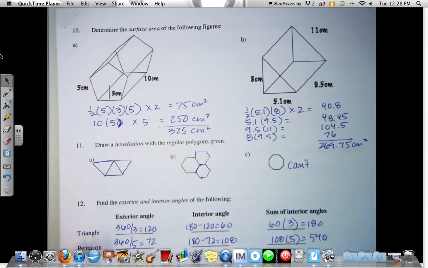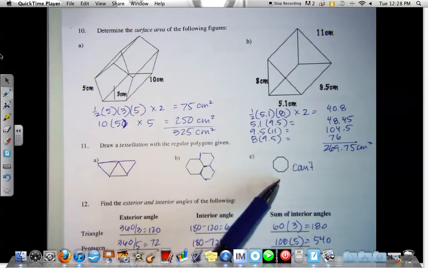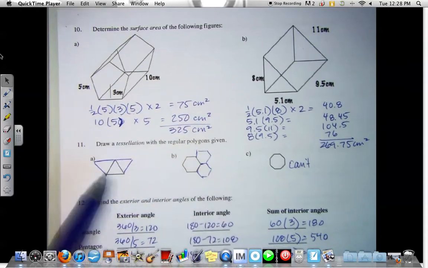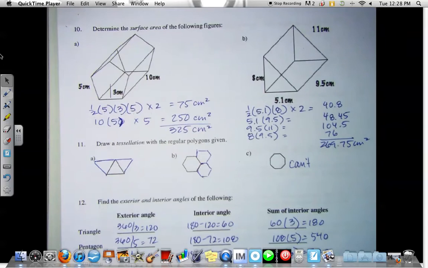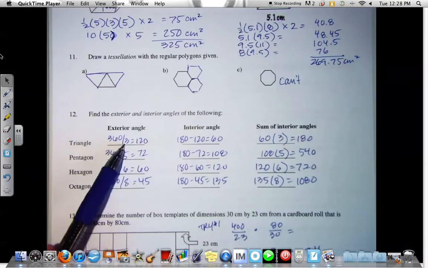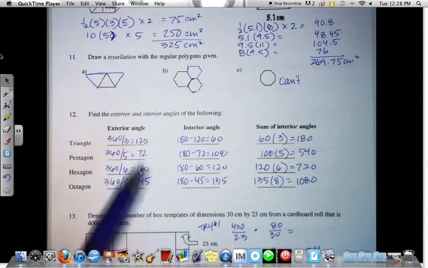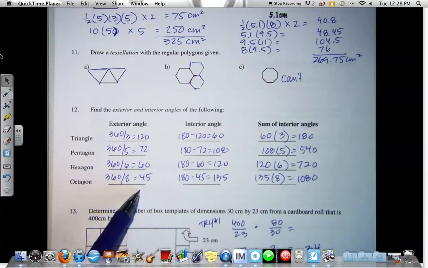All right, 11A, tessellating the triangle, the hexagon. Octagon does not tessellate. Remember, it's the triangle, square, and hexagon that tessellate. Octagon cannot. Number 12, exterior angle, 360 divided by the number of sides. So for the triangle, it's 120, pentagon 72, hexagon 60, and the octagon 45.